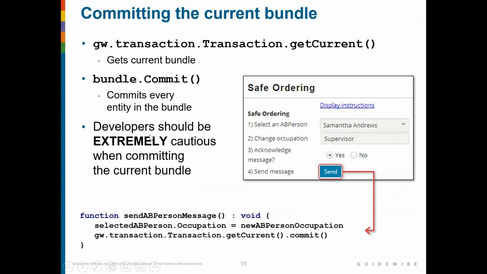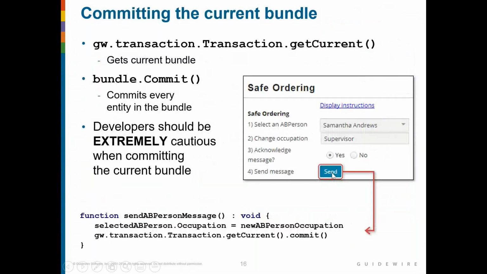Developer should be extremely conscious while committing to current bundle, like send AP person message. You have created the selected AP person.occupation, new AP person occupation, and then you have committed to a bundle, transaction.getCurrent and .commit. It will be committed in this send button, right? So you are calling this method from this send button, send message, right?